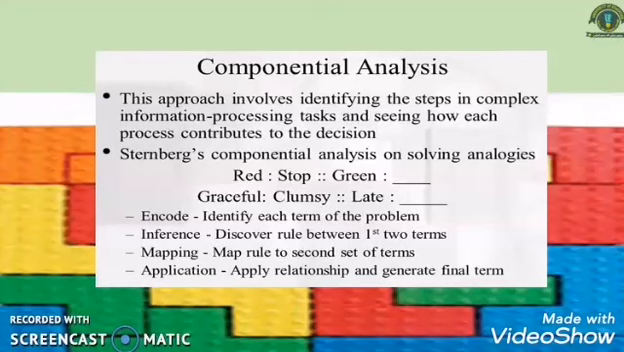When we observe these lights according to the traffic rules, whenever red means stop, no movement, no more. And what is the sense of green? Move on. In the same way, the next example has been given: graceful, clumsy, late, and what will it become after that.